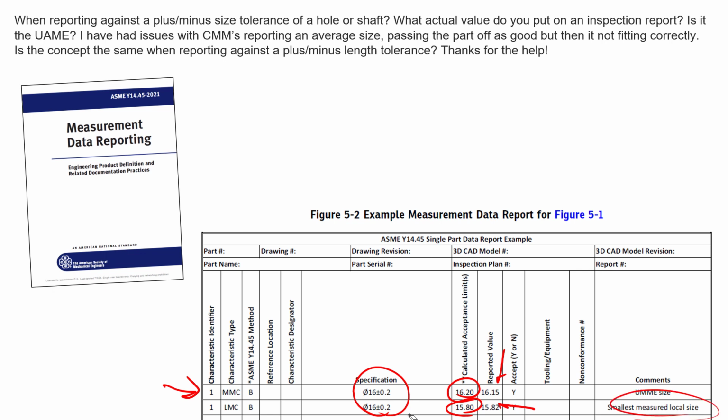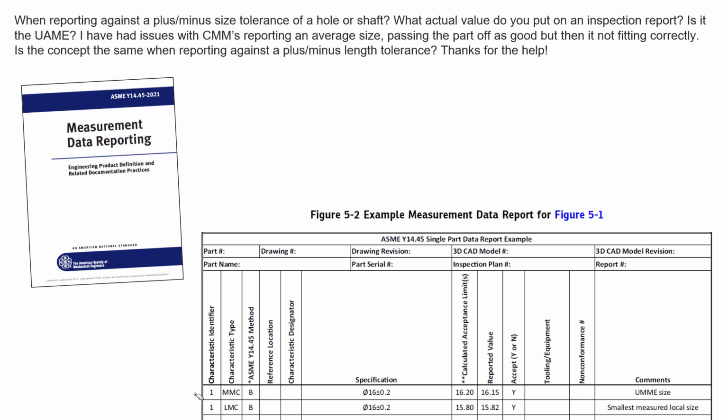And then we would get the largest local size, and this is an example for an external feature, so it's saying smallest local size. But in the case of a hole, it would be the largest local size that you would end up reporting. And as long as that largest local size is smaller than the LMC limit, or the largest size allowed, we have met our LMC criteria. So each size dimension on a drawing is going to have two line items on an inspection report to formally accept or reject that feature. So hopefully that helps clarify the first part of the question.